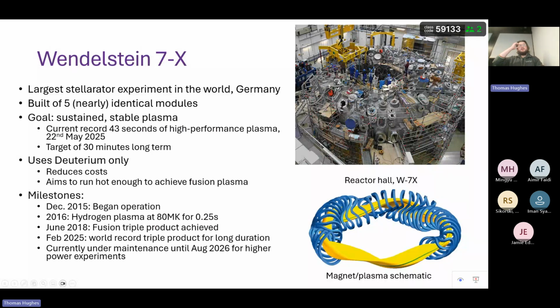So some milestones for it. In 2015, it began operation after being pencilled in in the 1980s. They managed to do hydrogen plasma in 2016 for a quarter of a second. They achieved the fusion triple product. For the intents and purposes of this, it's essentially a good plasma for fusion. And then they achieved the world record of that in February this year. And then they took it down for maintenance until August 2026 for upgrades to go for higher power and longer duration.